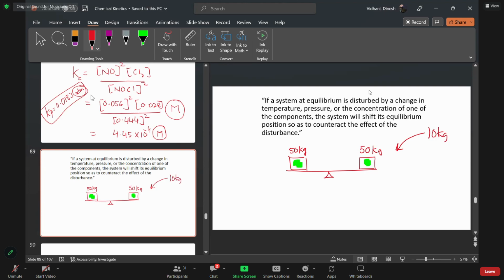what would you expect? What would be the first thing that should happen? You put 10 kilograms on the right side. What should happen? We'll shift to the right side. The left side will go up. Exactly, the left side will go up. So this is still 50 kilograms. This is now 60 kilograms.